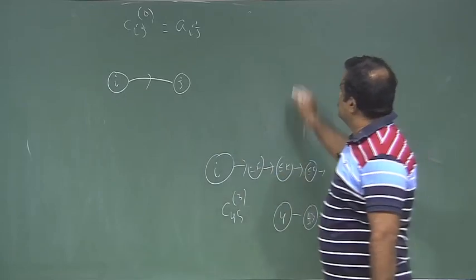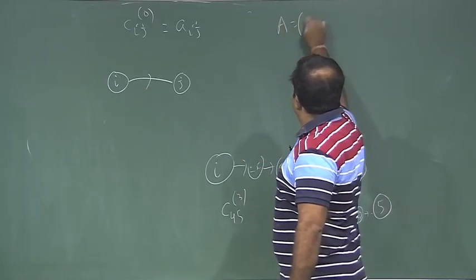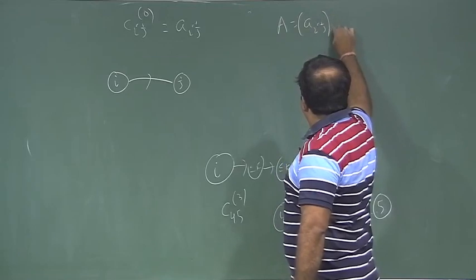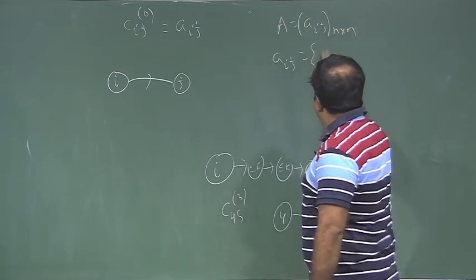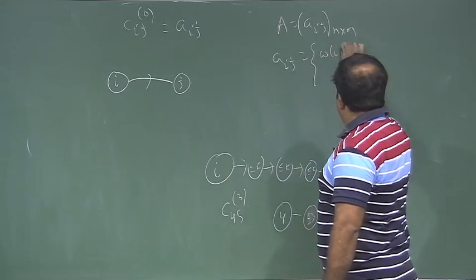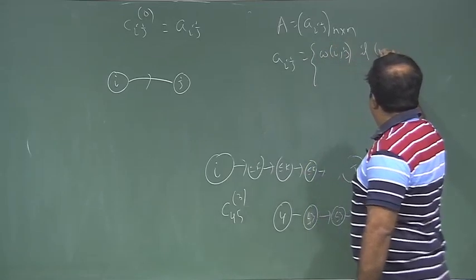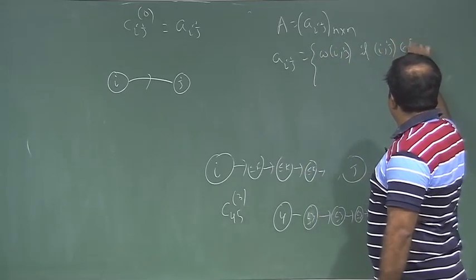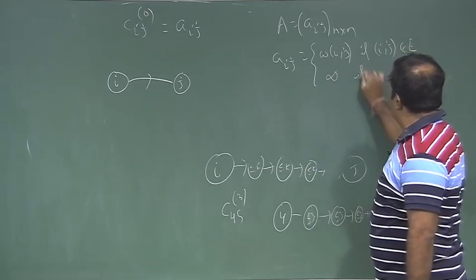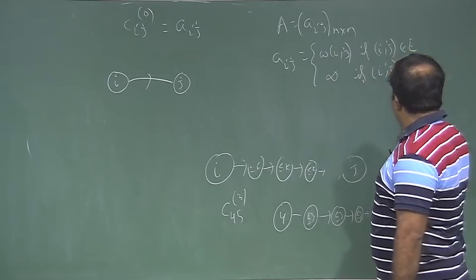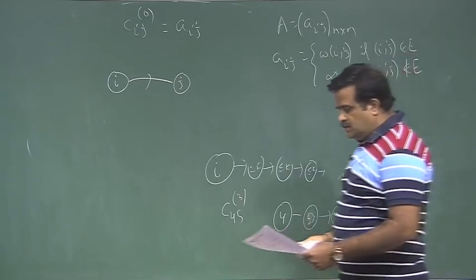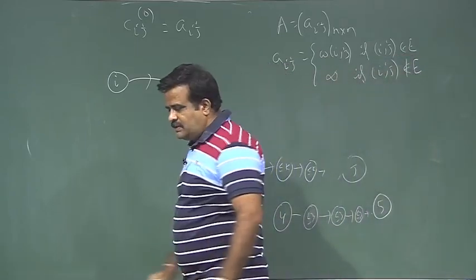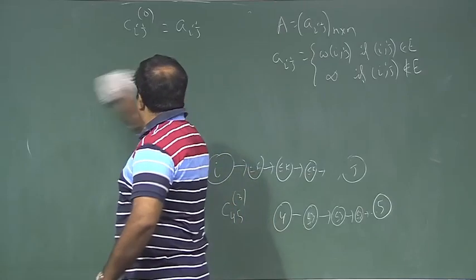Aij is the adjacency matrix, n cross n, where Aij is Wij if ij is an edge, otherwise it is infinity if ij is not an edge. Okay. So, Cij 0 is Aij, and what is the other expression for Cij?